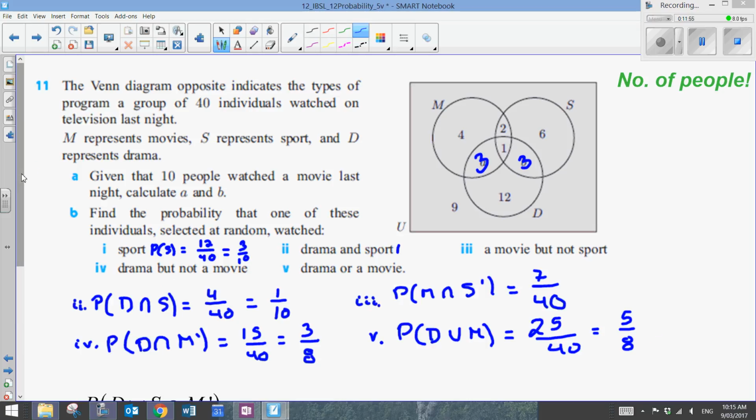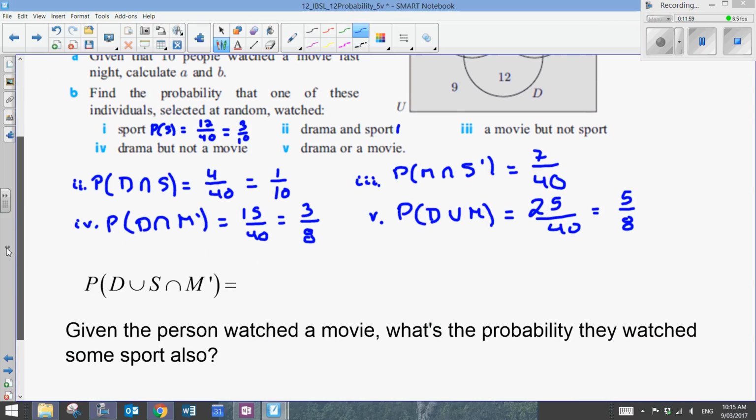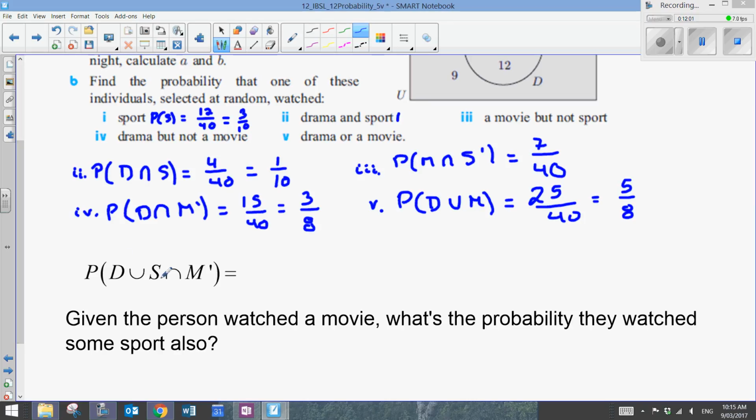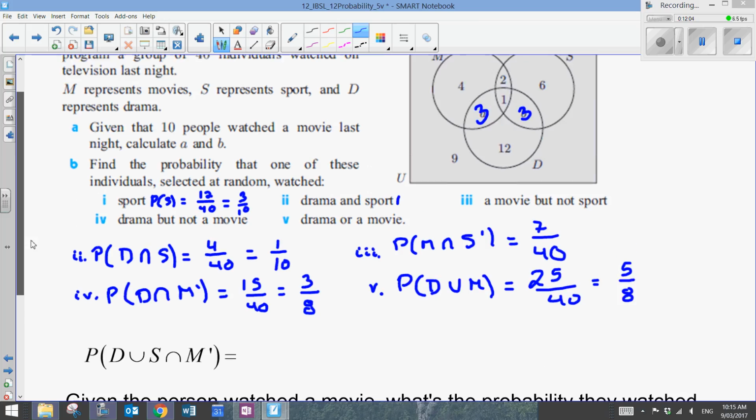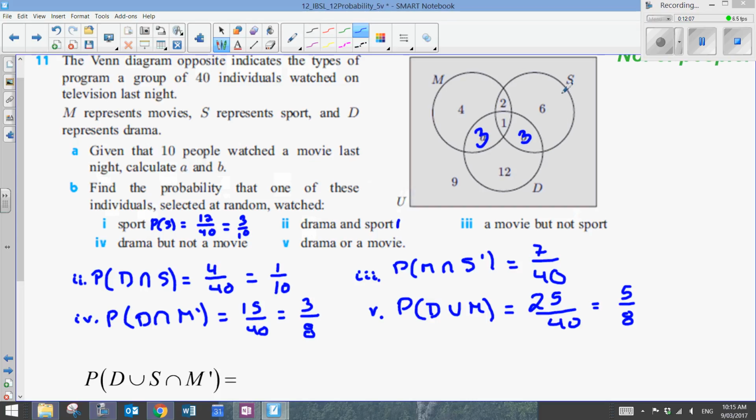All right, there are various different questions that could also be asked with a Venn diagram like this. So one could be probability of a drama or sport and including not a movie. So we'd be looking at drama or sport, so these 2 circles here, but not including a movie. So if we do not want to include a movie, then we need to make sure we are saying just the 6, 9, and the 12, so 21 out of 40.